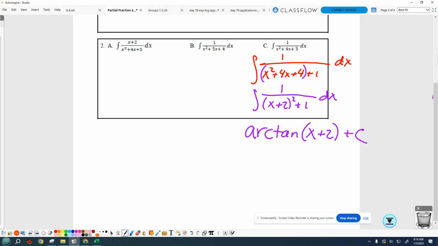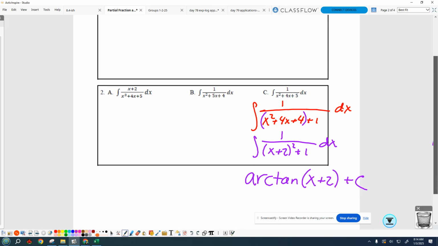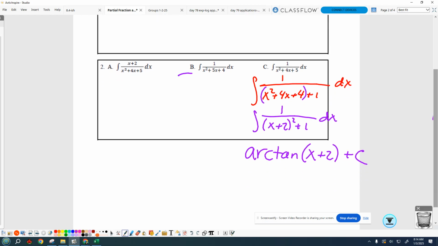Did anyone need to see one of the first 3 done, or should we give you guys time to work on this? Yeah, which one? Did you do 2B again? 2B? Flynn, how does it factor? Like, it's x plus 4, x plus 1.